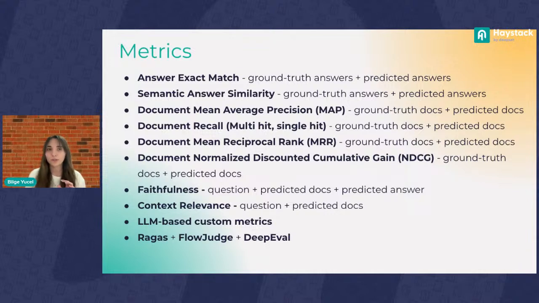And there are 2 modes of it, multi-hit and single hit. In single hit, retrieving only 1 ground truth document is enough for our evaluation pipeline to give a recall score of 1. Whereas in multi-hit, we expect all ground truth documents to be retrieved, so to be in the context, to get a score of 1.